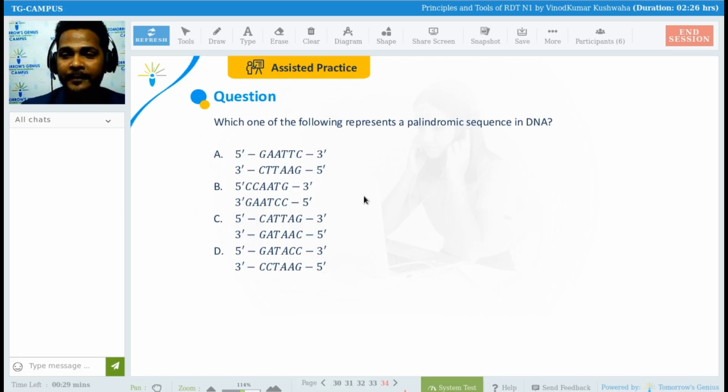Kirtini, please respond. What is the answer to this question? Hope the question is visible to all of you, right? Sasidharan, what is the answer? You can respond in the chat box. Okay. How do you recognize that A is the right answer? Kirtini has not responded. Kirtini, please respond. Kirtini and Gopinath.